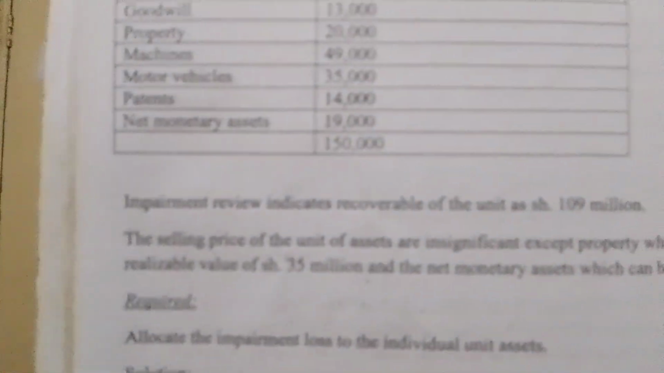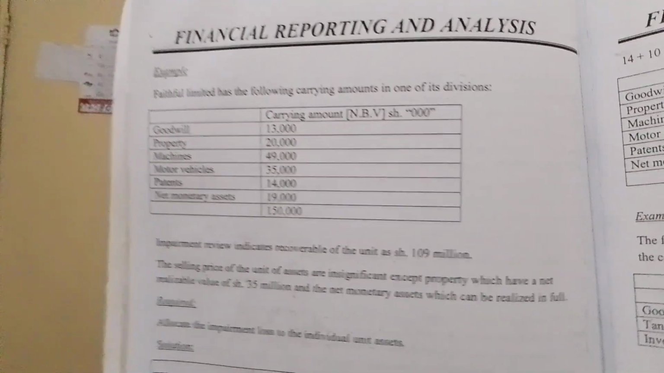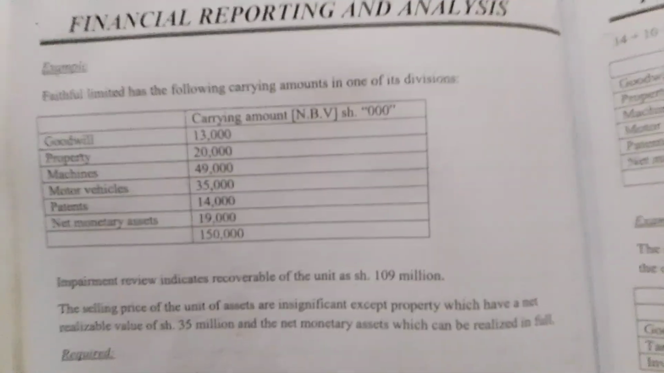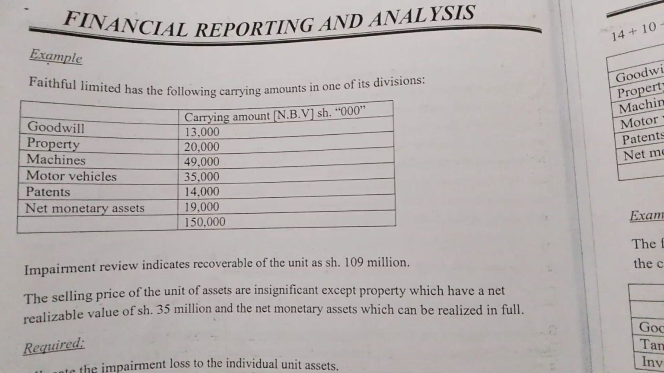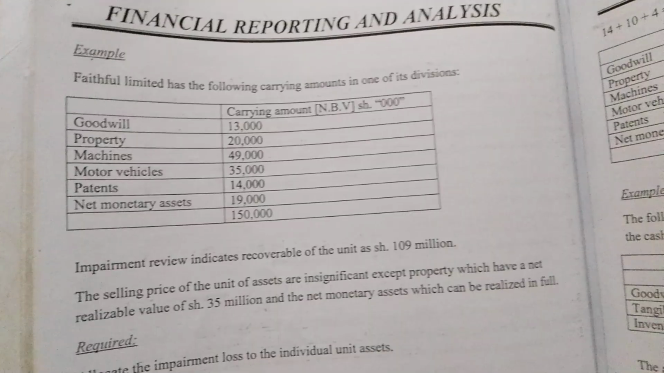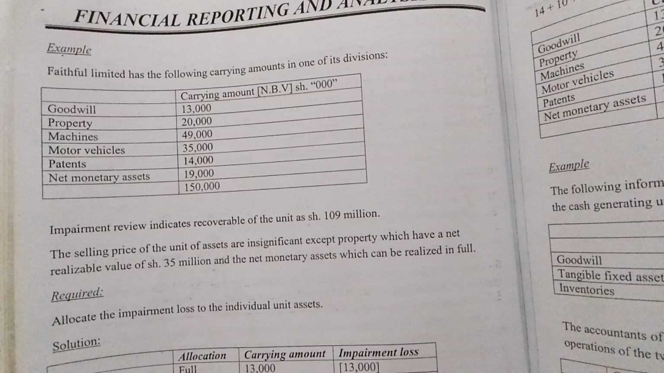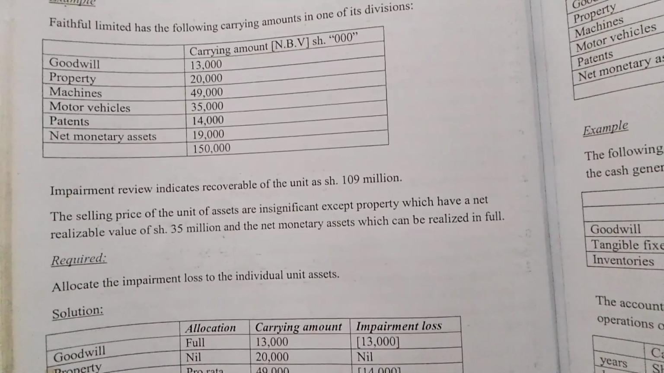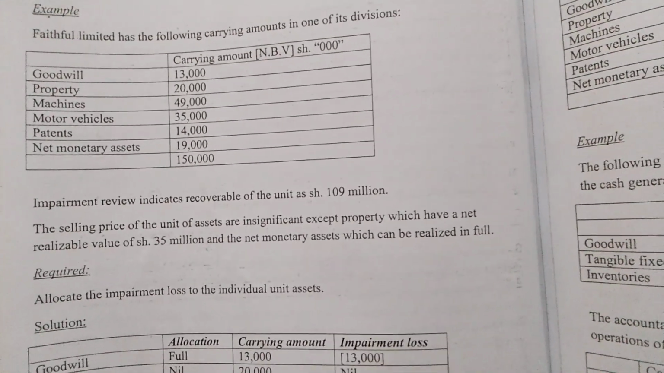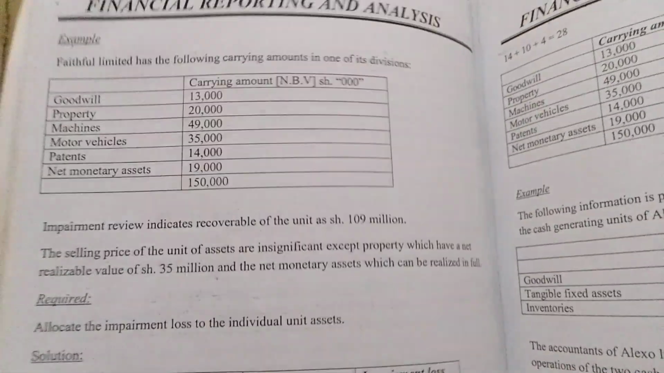Now, there is an example there. You are told Faithful Limited has the following carrying amounts in one of its divisions. You can see goodwill, property, machines, motor vehicles, patents, then net monetary assets. Carrying amounts are given. Then after that, what are we told?